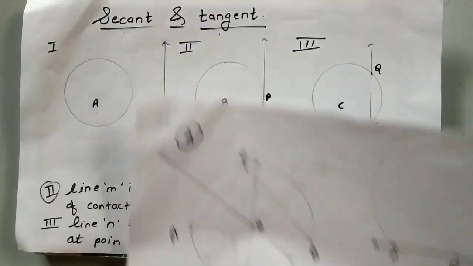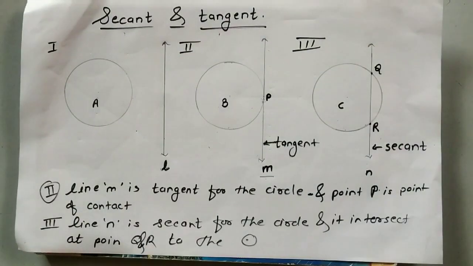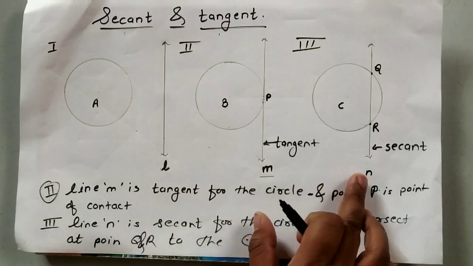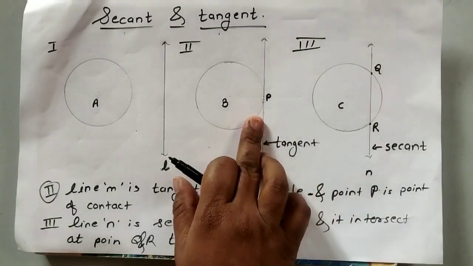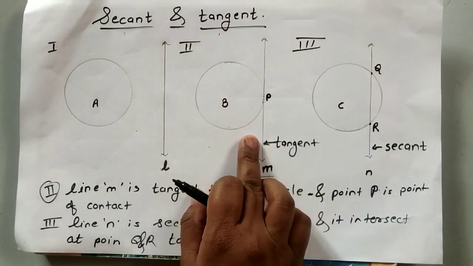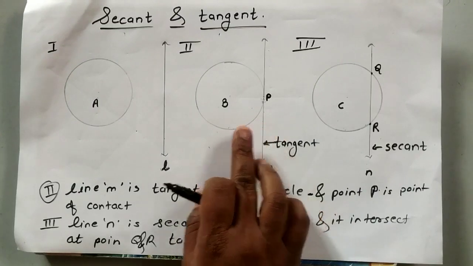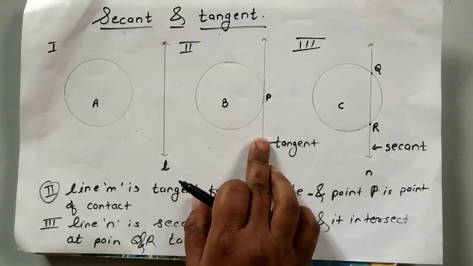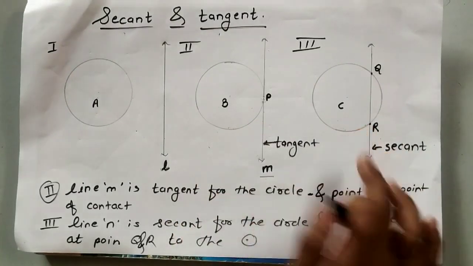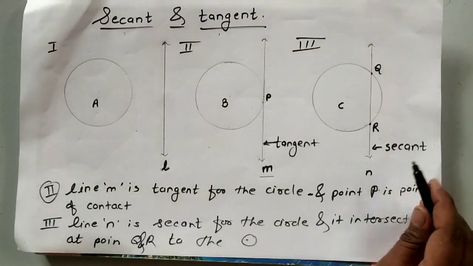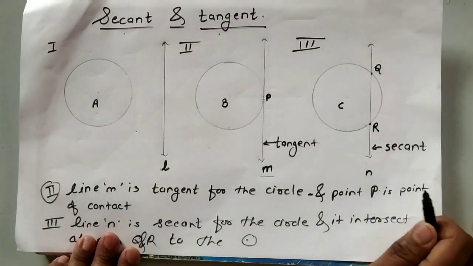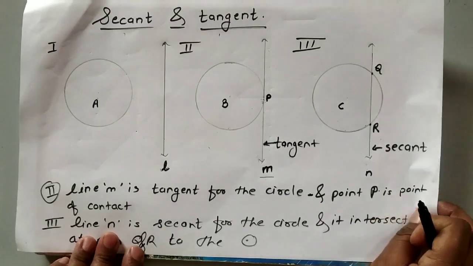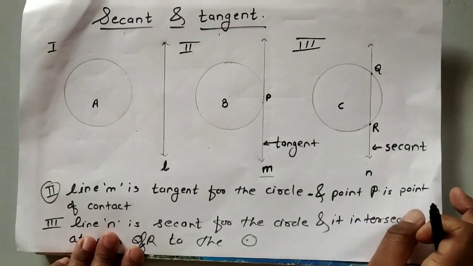After that we saw the tangent and the secant. What is the tangent and what is the secant? If only one point of contact is there between the circle and the line, then it is a tangent, and if two points of contact are there, then it is a secant, which we have studied today. In our next lecture, we will see the tangent theorem.